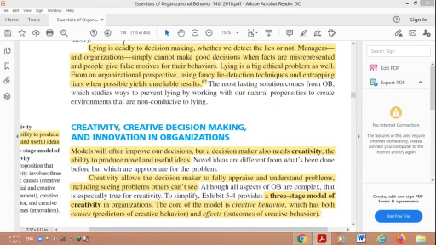The last topic in this chapter is related to creativity, creative decision making, and innovation in organizations. So what do we mean by creativity? Creativity, in a simple word, means coming up with new ideas to perform our task or our job. Or in another way, it is the ability to produce novel and useful ideas.